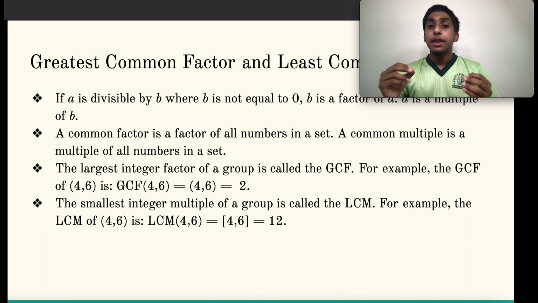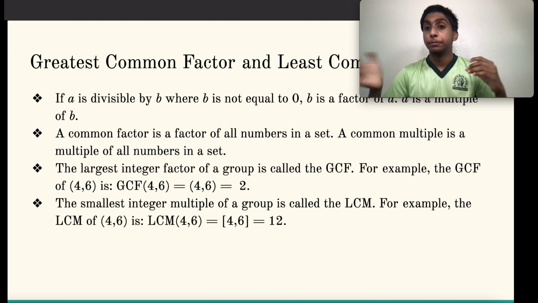Now, if B is a factor of A, then A is a multiple of B. So what that means is, if B times some number will give you A, then A is a multiple of B. In this case, 3 times 2 gives you 6. So 6 is a multiple of 3.